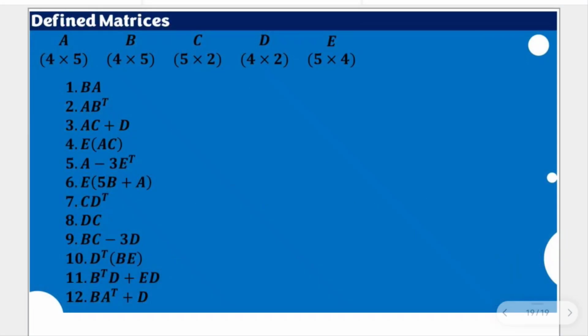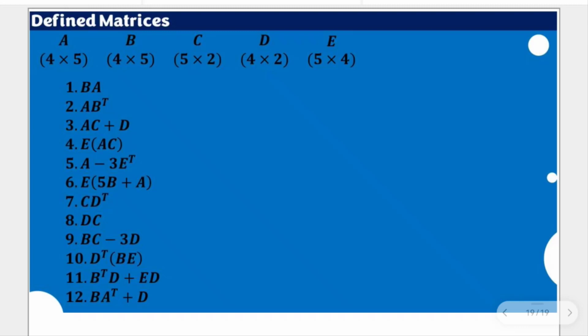Here, we are going to see if the resulting matrix for the set of operations is defined or not. Take note that we are given the sizes of the matrices A, B, C, D, and E, and all of them are subjected to specific operations. So let's start with number 1, the product of B and A.